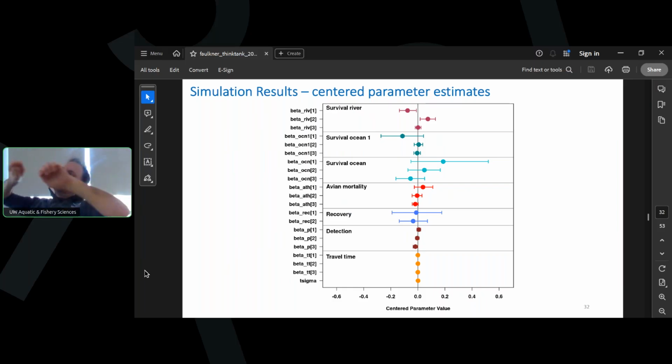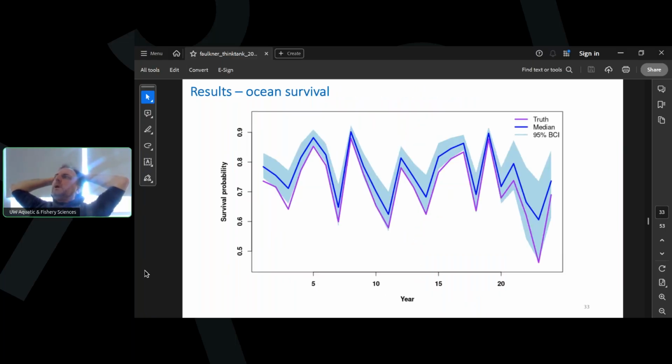And you get those slope parameters even further away from the line, quite a bit actually, when you drop out the avian mortality and age. And so this is that beyond first year ocean survival.